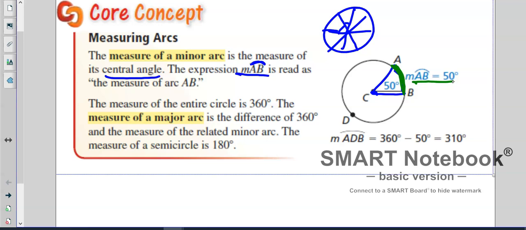The measure of the entire circle is 360. We know there's 360 in a circle. The measure of a major arc is the difference of 360 and the measure of the related minor arc. A semicircle, which makes sense, is half the circle, is 180. So I will add this. The measure of a minor arc is less than 180, and the major arc is greater than 180. All right? So you have a minor arc, semicircle, major arc. Okay?